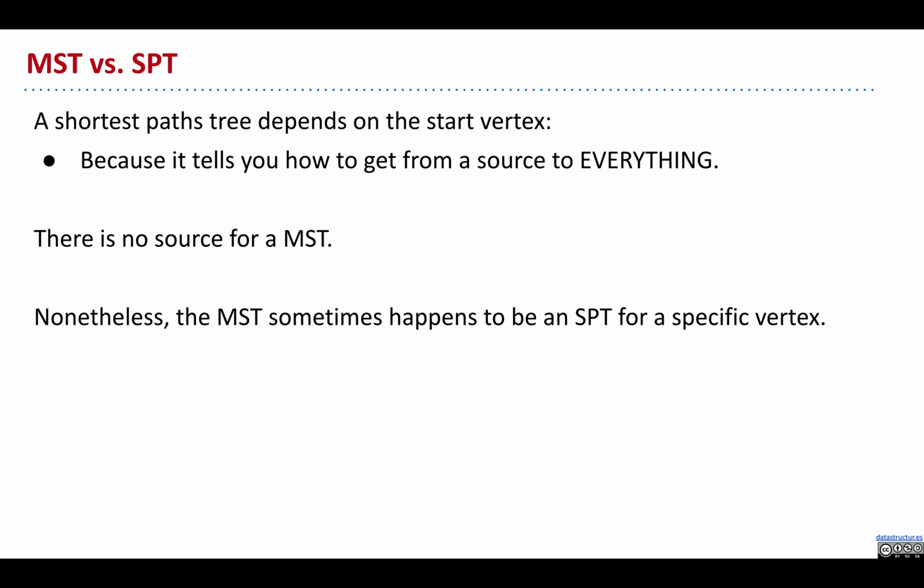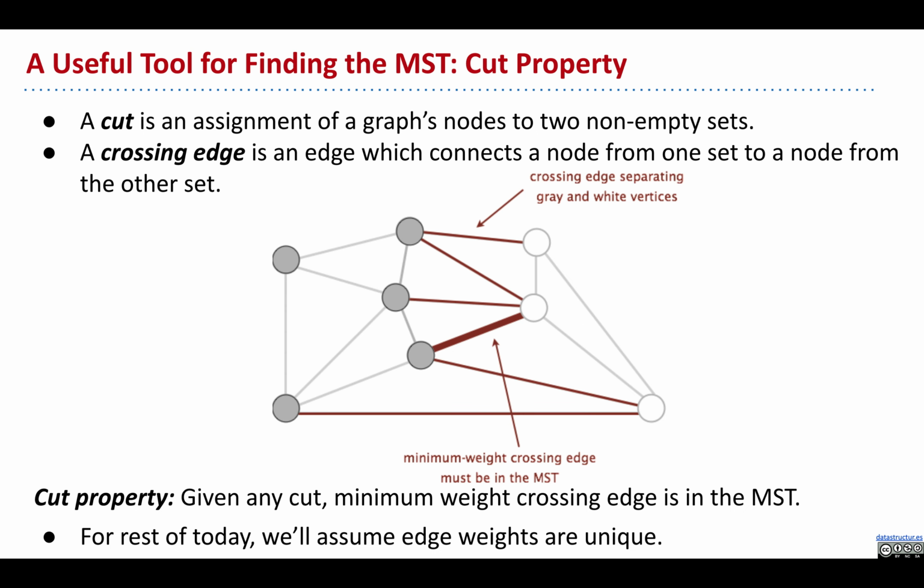All right, perfect. So now we're going to talk about generating these trees, right? It's really nice to have this idea, but we want to be able to create these trees somehow. So we're going to jump into a little bit of graph theory here, so just bear with me. This is a very useful tool for finding a minimum spanning tree, and it is called the cut property. We're going to define a few terms here.